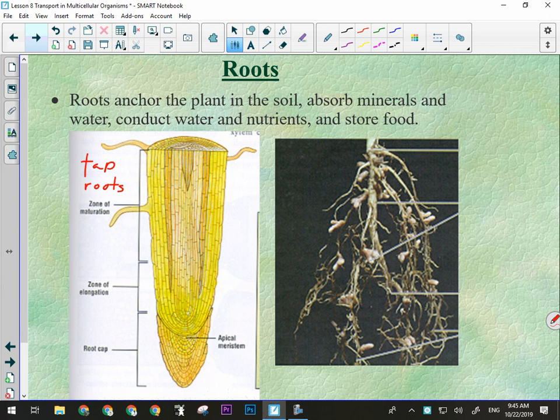They tend to have structures on them called root nodules that can contain bacteria that are responsible for converting atmospheric nitrogen into nitrates, which is a type of fertilizer. And that enables those kinds of plants to grow a little bit better. This is kind of part of the science of farming.